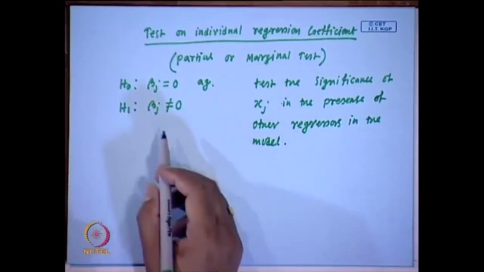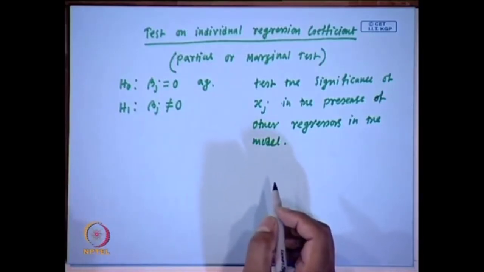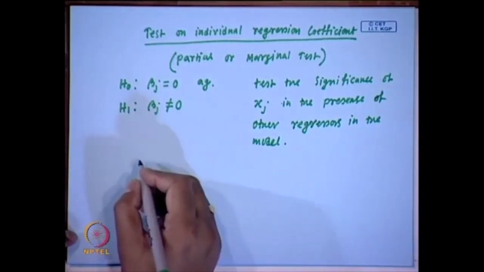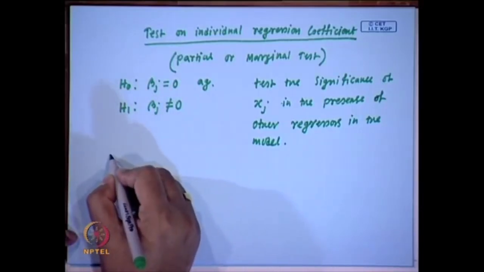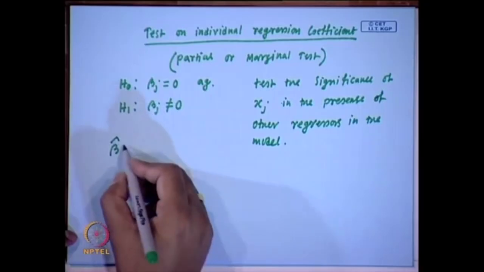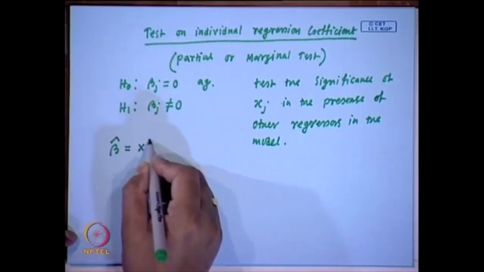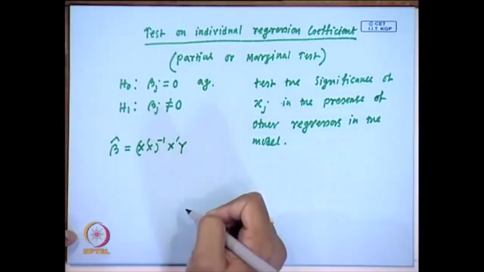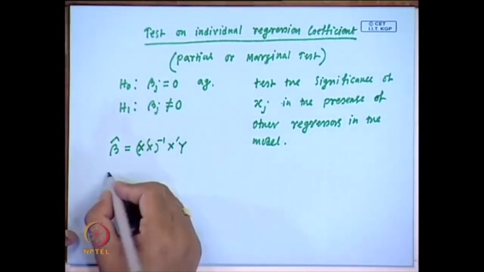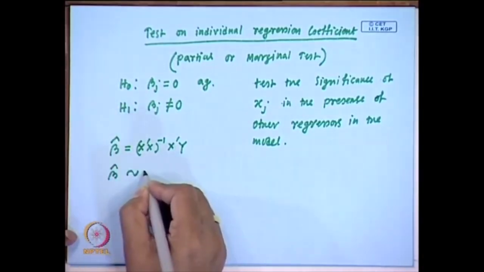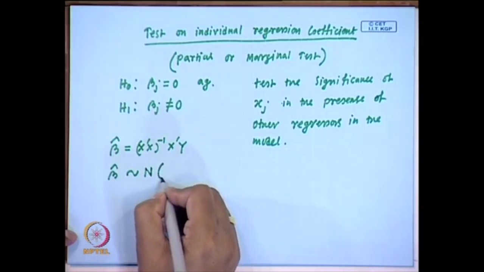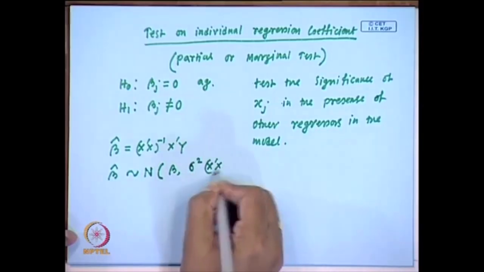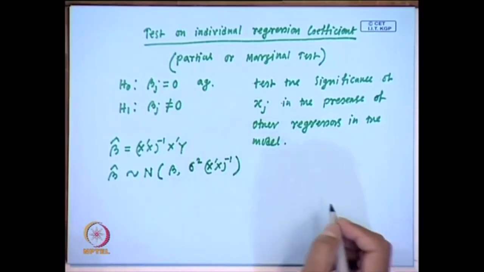Okay. So, how to test this hypothesis that beta j equal to 0 against the alternative hypothesis that beta j is not equal to 0? Of course, we know that the unbiased estimator we got is beta hat, which is equal to x prime x inverse x prime y. Well, and we know that this beta hat follows normal distribution with mean beta and variance sigma square x prime x inverse. Okay, that is what I proved in the last class.